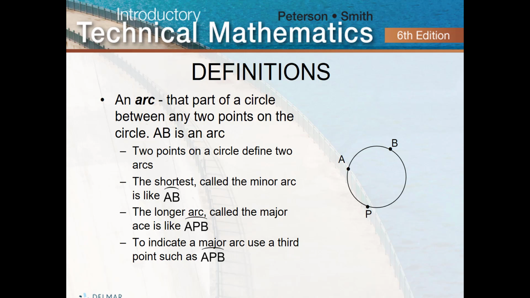All right, so an arc is part of the perimeter. So AB would be an arc. AP could be an arc. So that would be called a minor arc. And then if we go APB, that would be a major arc. Okay? The longer arc, major arc, smaller arc, minor arc. Pretty straightforward.